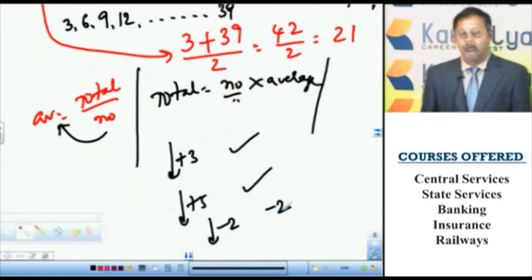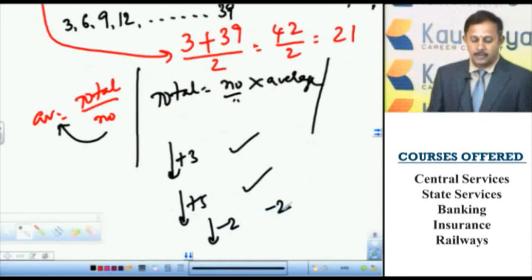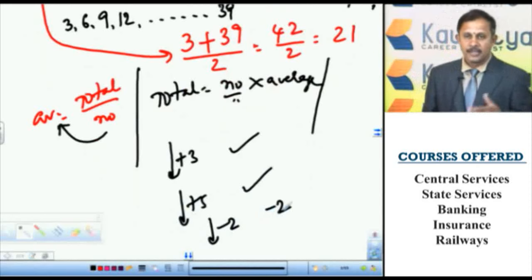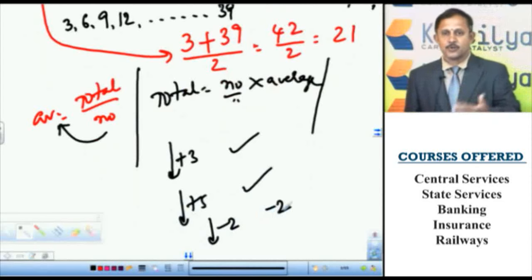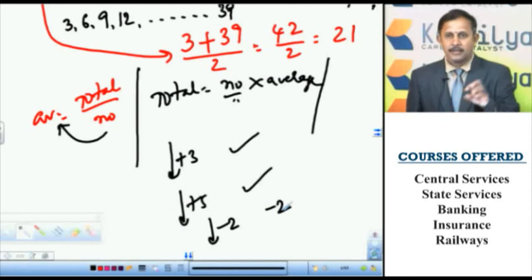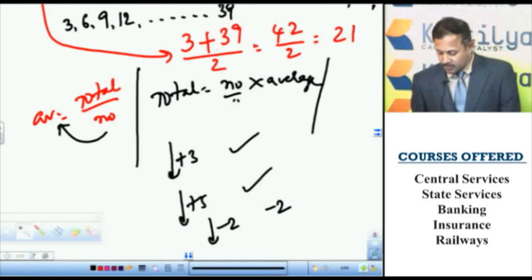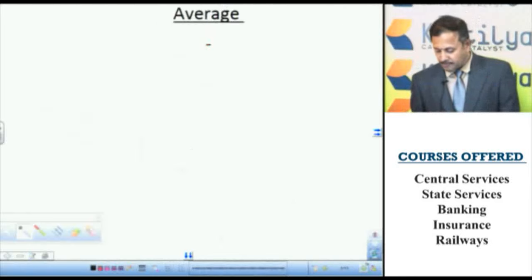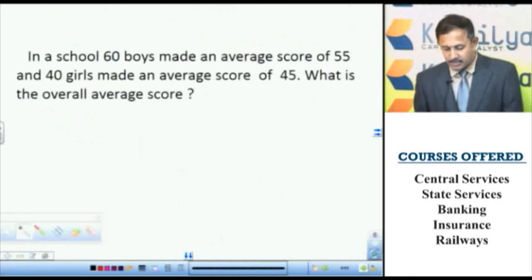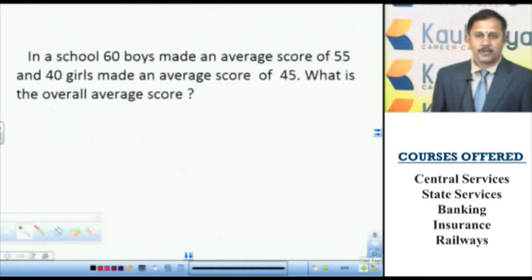And the fourth point you have to remember is, if the difference between successive elements is constant, then the formula for the average of the elements is first number plus last number by 2. So these are the points you have to remember for all competitive examinations. And here let us go through some more examples.